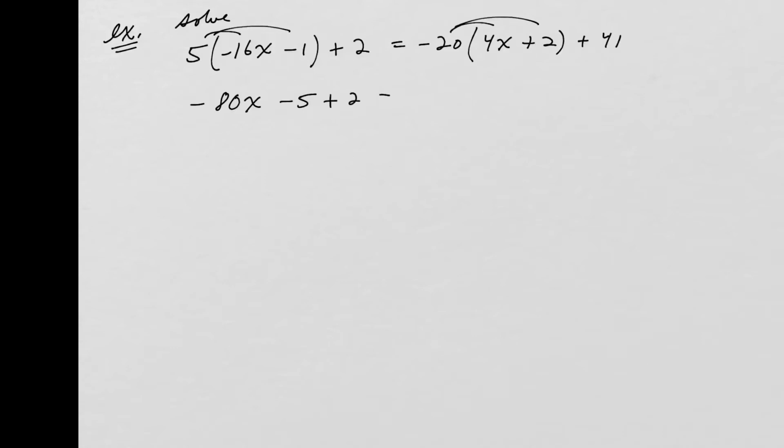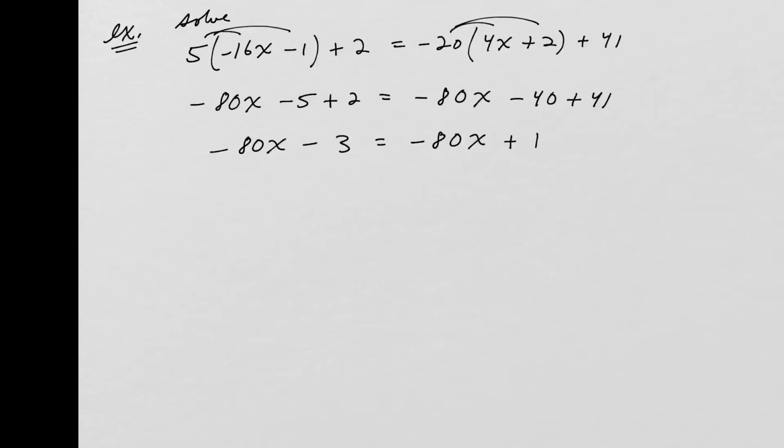On the right-hand side, I have negative 20 times 4x is negative 80x. Negative 20 times 4 is negative 40 plus 41. Now, if I combine like terms, right, I have negative 80x. Well, the negative 5 and positive 2 are like terms, so I can combine those to give me negative 3. And then negative 40 plus a positive 41 is a plus 1.